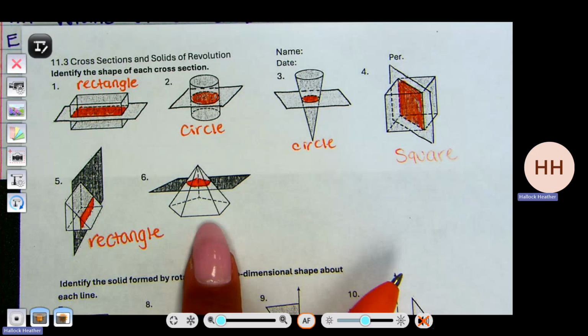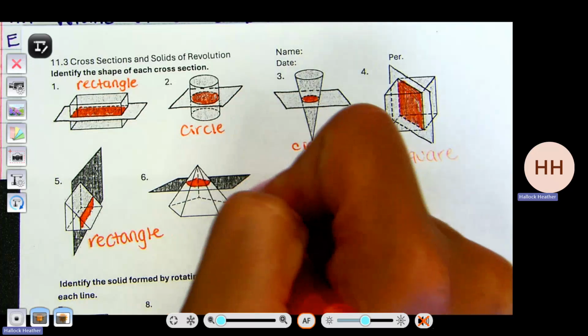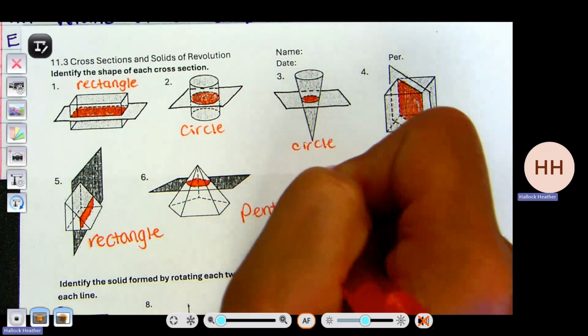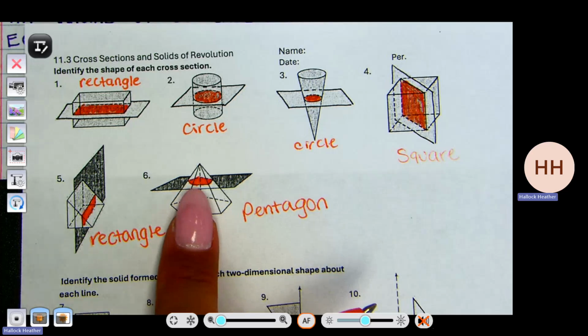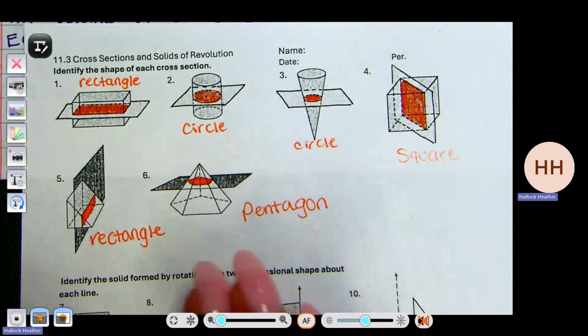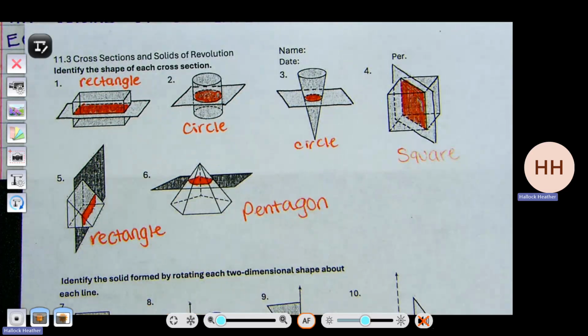Does anybody know what this one would make? It's a polygon. What kind? A pentagon. So a pentagon, most people all day have been calling it a hexagon. A hexagon has 6 sides. A pentagon has 5 sides. So if you don't remember that from English, that was a little hard. So these are easy. You're going from 3D to 2D. That should not have been too bad.